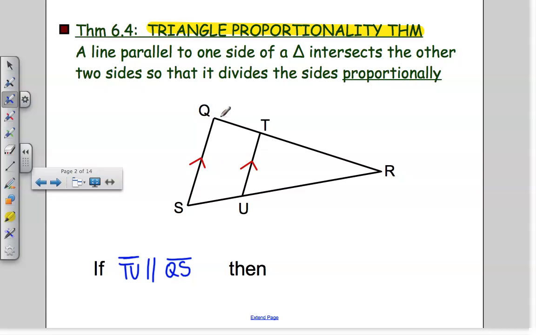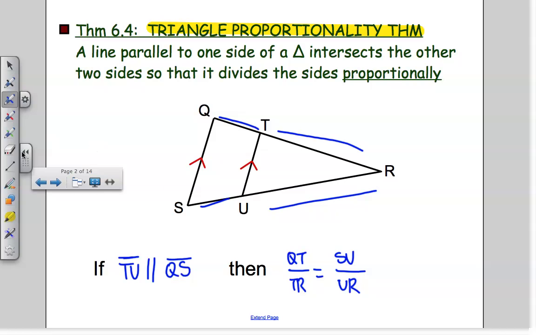So I'm looking at the parts of these sides. I'm looking at QT, that portion of that side, compared to the other portion of that side, TR. So this part, QT to TR, would be the same ratio as SU to UR. It splits that side exactly the same way. Okay? And that's not the only way to write that.